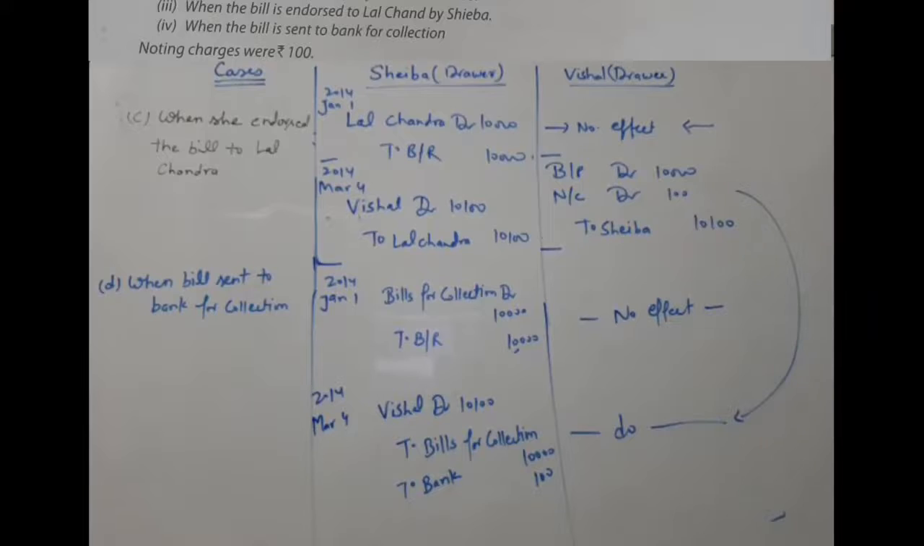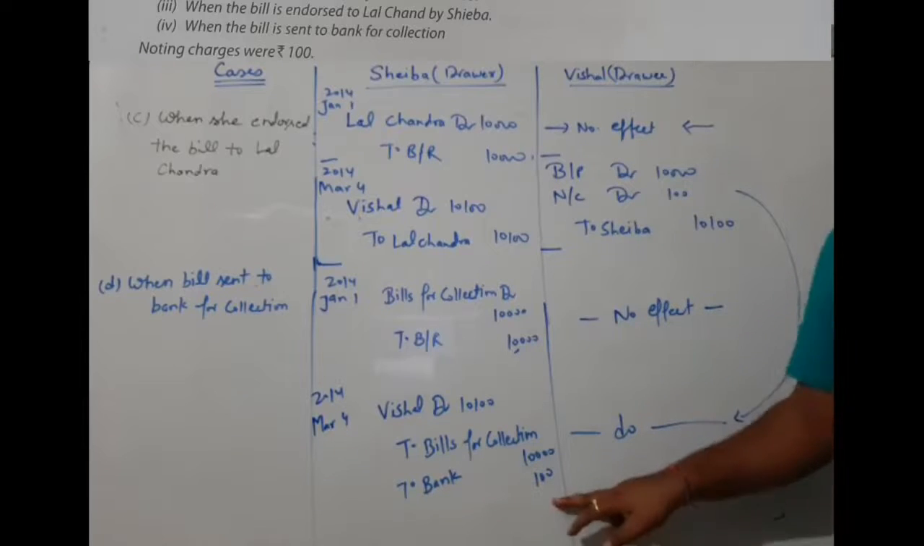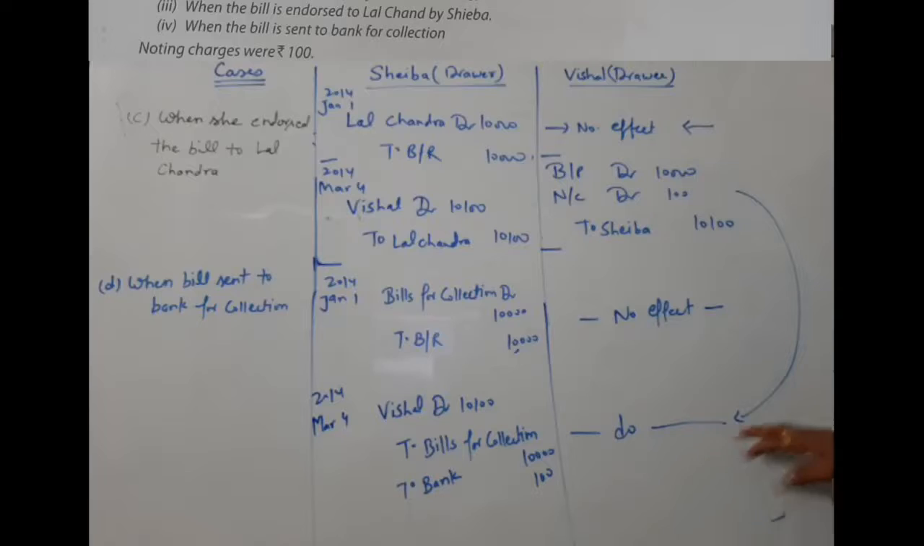So in both situations, the bank itself receives the noting charges. That's why he will credit the bank account. So he will credit the bank account with the noting charges account. And if we are talking about the journal entries in the books of Vishal, you know very well, in Vishal's case the journal entry will remain the same. So this is the full solution of this question.